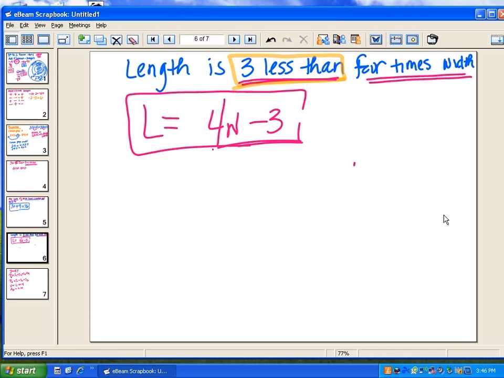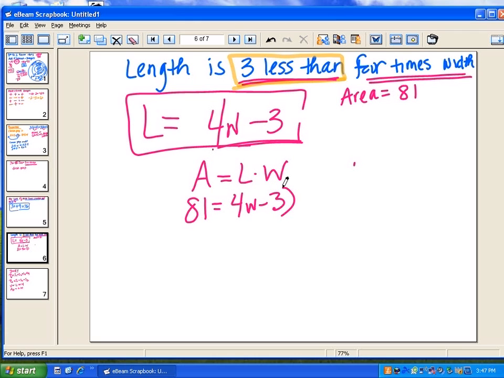So if they went on to say the area is equal to 81, then you have to write your formula that you know. So you had to solve for length, and that had to be one piece to it. But area of a rectangle is going to be length times width. And now your area is 81, so you can plug it in. And your length is that 4w minus 3. And now you have to multiply it times your width, which we don't know yet. Okay, and so to solve this, you're going to distribute this w to both pieces. And you get 4w squared minus 3w.